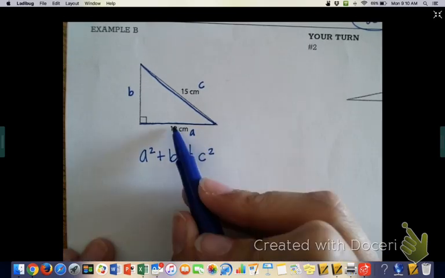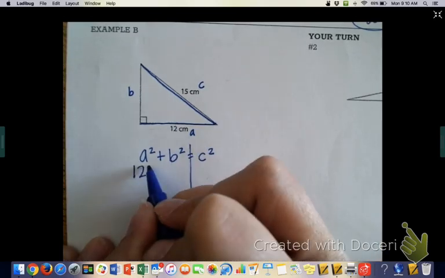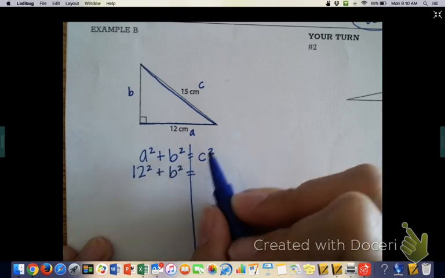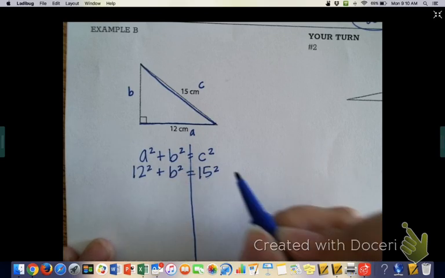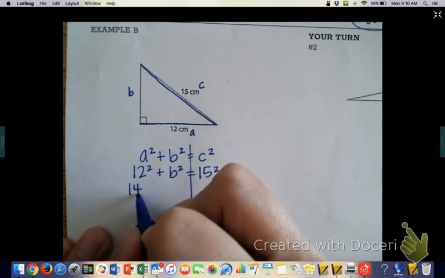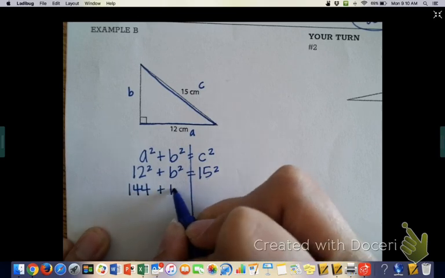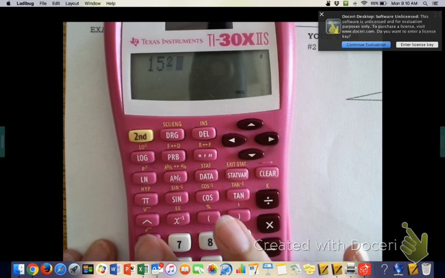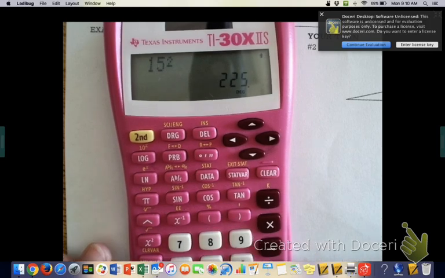So my A is going to be my 12. B we don't know, so we're just going to leave it B squared, and C is my long side, so that's the 15 squared, that's the hypotenuse. All right, 12 squared is 144, plus we don't know, so we're just going to keep it B squared. 15 squared, I don't have that memorized, is 225.